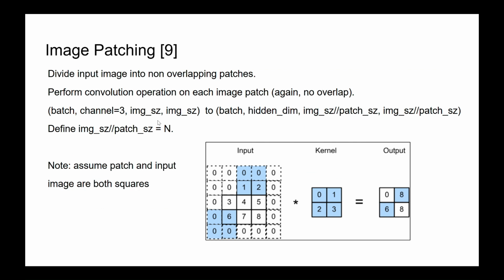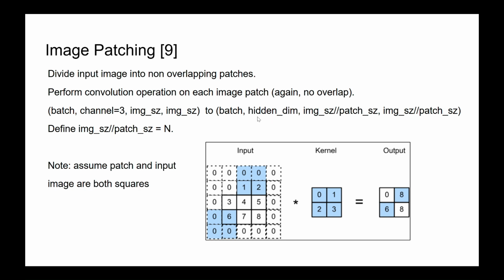Suppose that our original input is batch, 3 channels since the image is RGB, and then image size, image size. We are going to assume that the image is a square at this point, and that the patch size is also square. Basically, we divide the image into smaller squares, and we have a conversion from these 3 channels into hidden dimensional channels.